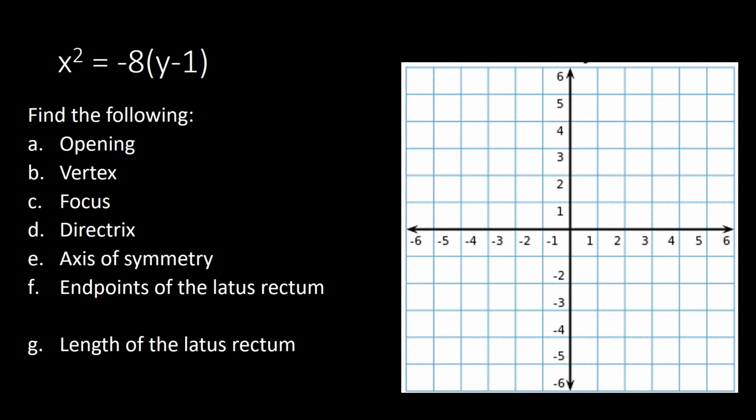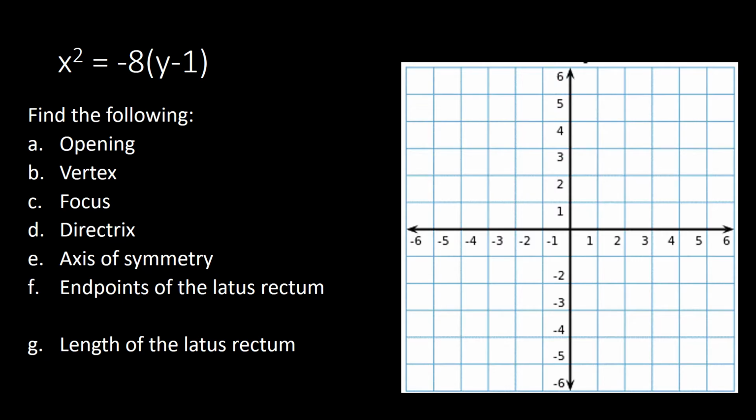This is part 2 of the parabola, in which we are going to find its parts so we can graph the parabola with a given vertex which is not at the origin. So we have here an example, which is x squared equals negative 8 times y minus 1.